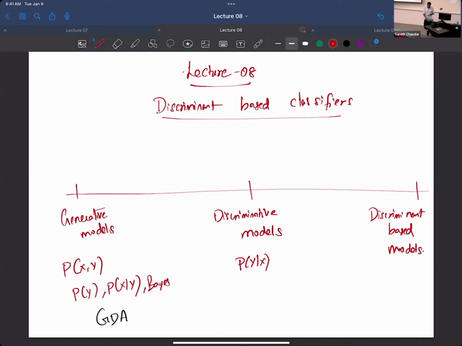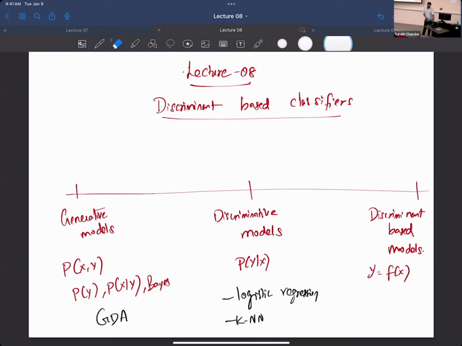So can you give me example algorithms for discriminative models? Logistic regression. Okay, anything else that we have seen so far? Yeah, KNN, right? Okay, so what are discriminant based models? You are directly mapping x to some class label, right? So these are something like y is equal to f of x. And the most important distinction is there is no probabilistic interpretation for discriminant based methods. It's not based on probabilities, it's just some scoring function, right?